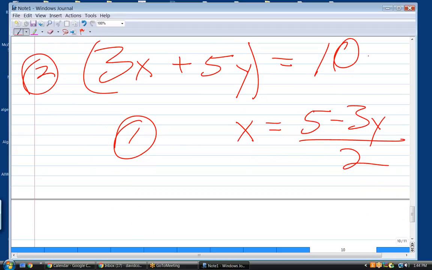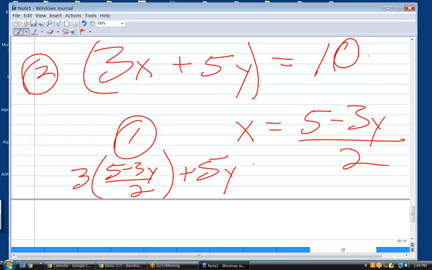And how am I going to do it? Which equation am I going to substitute into, 2 or 1? 2. Correct. What am I going to substitute and where? The x. Okay. So anytime I see an x, what am I going to write? 5 minus 3y over 2. And then I still got to add this 5y. It's still equal to 10.